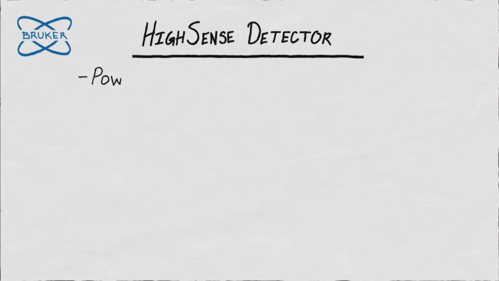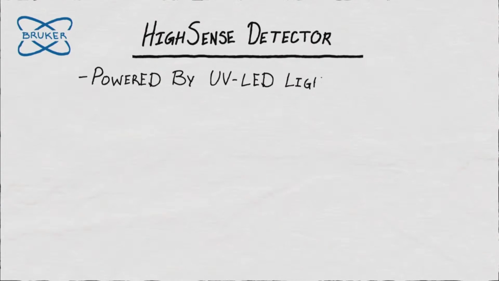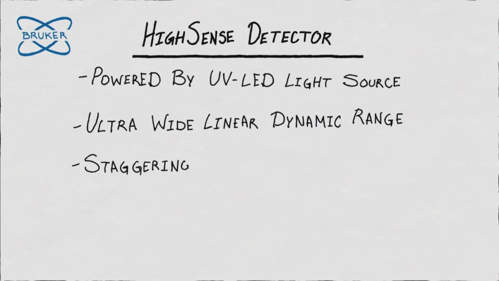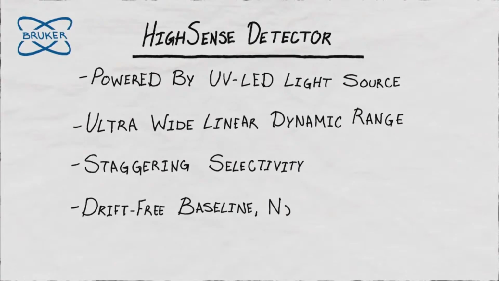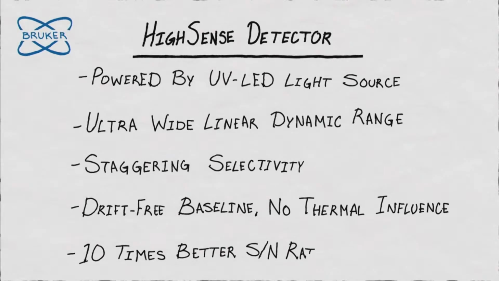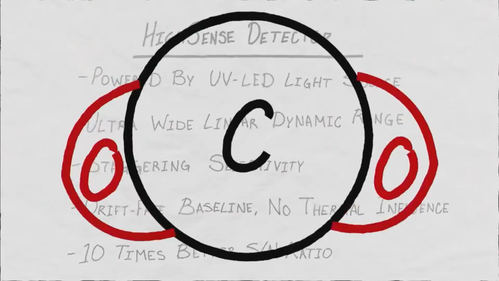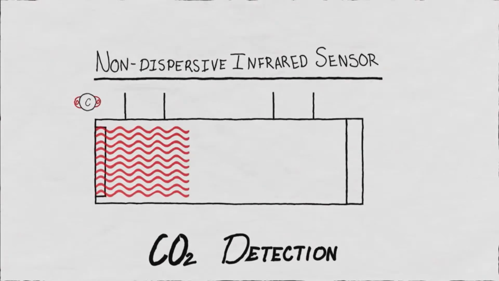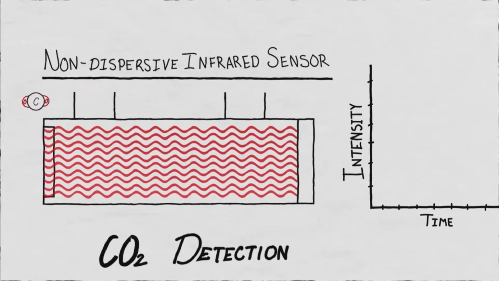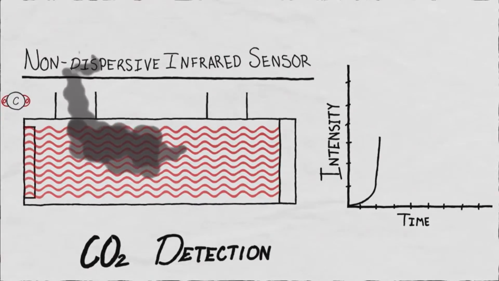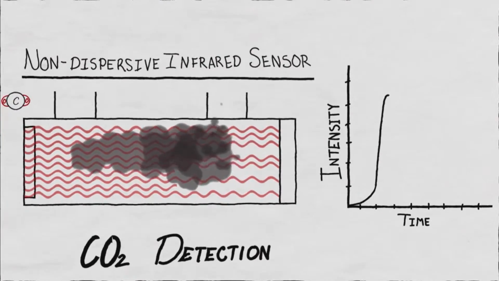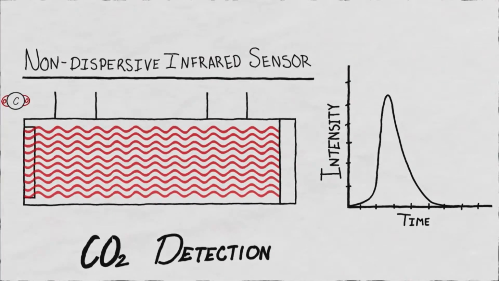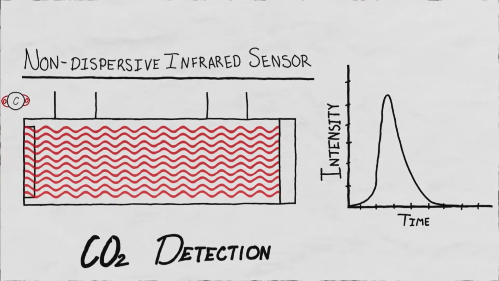Bruker's high sense detector is powered by a long-life UV LED source and boasts an ultra-wide linear dynamic range, staggering selectivity, a drift-free baseline, and a 10-time better signal-to-noise ratio. In much the same way that sulfur dioxide can be detected by observing its absorption of ultraviolet light, carbon dioxide can be detected using infrared light. Using a non-dispersive infrared sensor, specific wavelengths of the IR spectrum excite vibrations of the CO2 molecules in the sample gas and are absorbed. A drop in IR light is measured.